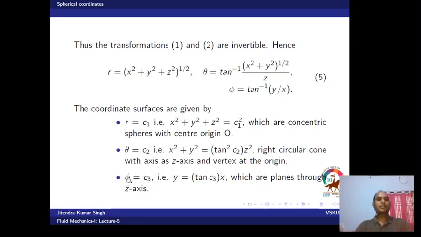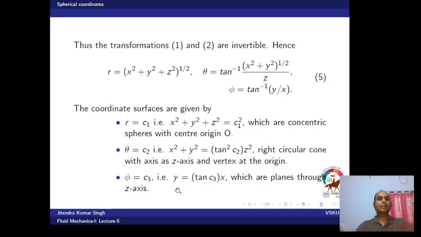Now the other surfaces are phi is equal to c3. So phi is equal to c3, which means tan inverse y by x is equal to c3. So tan c3 is equal to y by x. So y is equal to tan c3 into x, which are planes through the z axis.